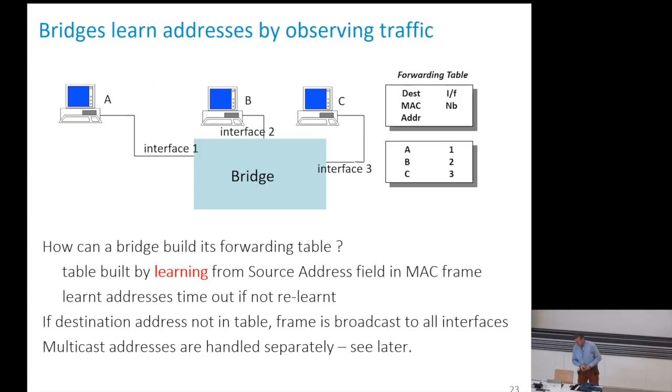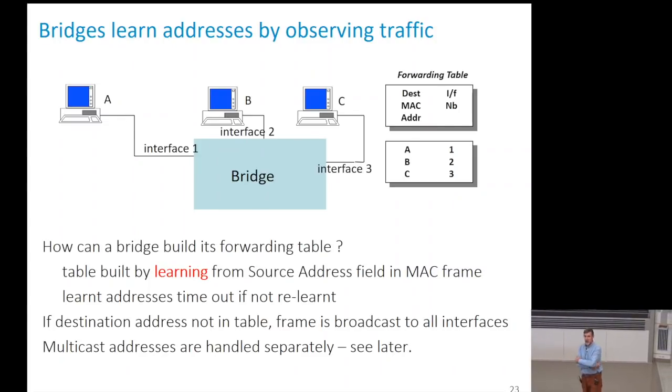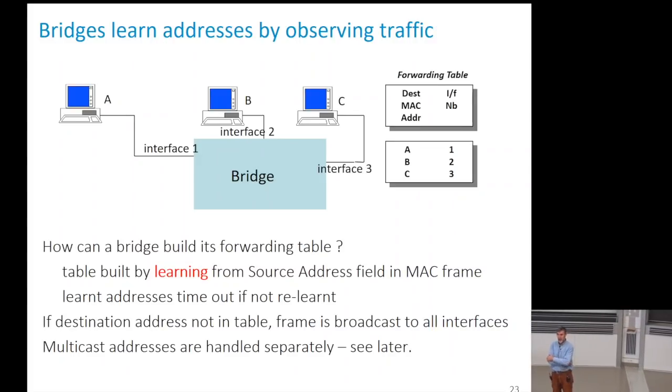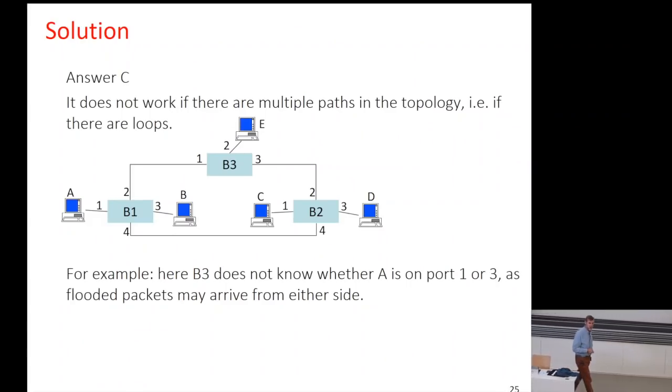Last week, we completed our first step in understanding how bridges work, and we saw that bridges, contrary to routers, are not configured. They are plug and play, and they get their forwarding tables by observing traffic, by learning the MAC addresses, the sources. They observe all traffic, so they learn from source addresses. And we saw that this is obvious in simple cases, but if there are multiple paths from one bridge to another one in the topology, then this may cause problems.